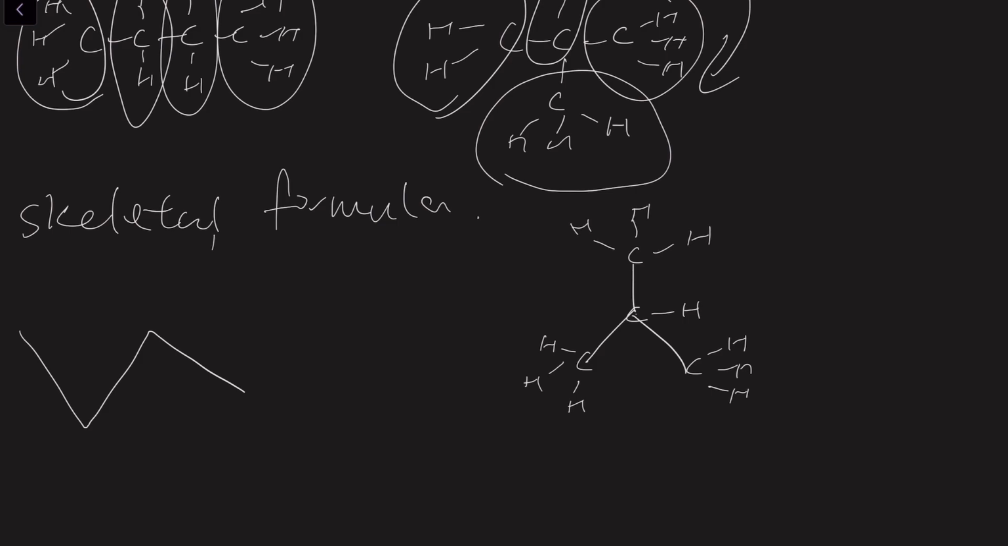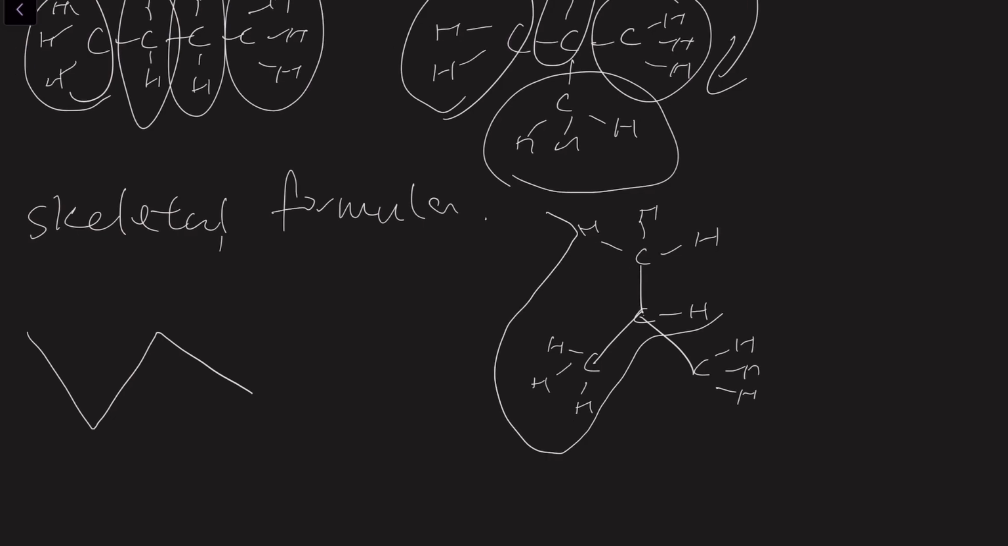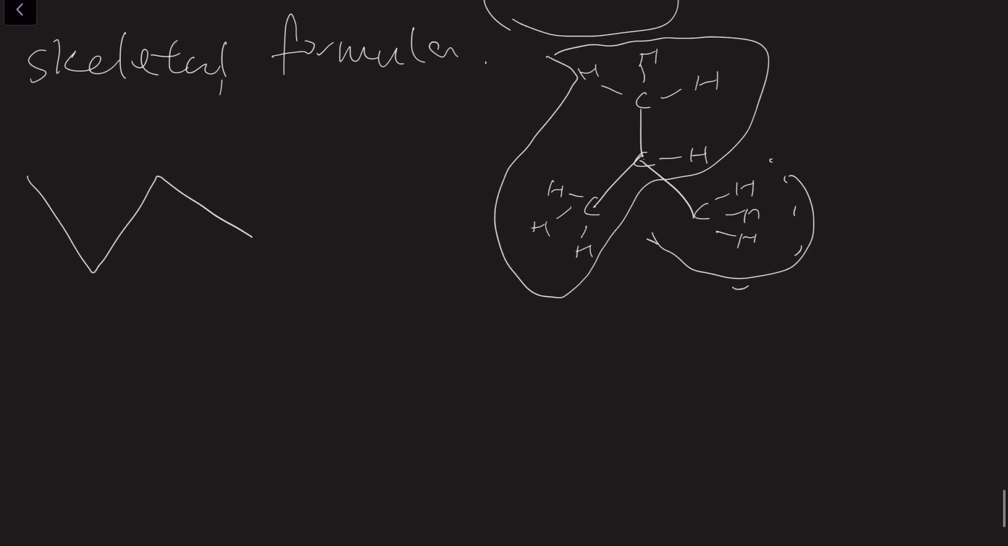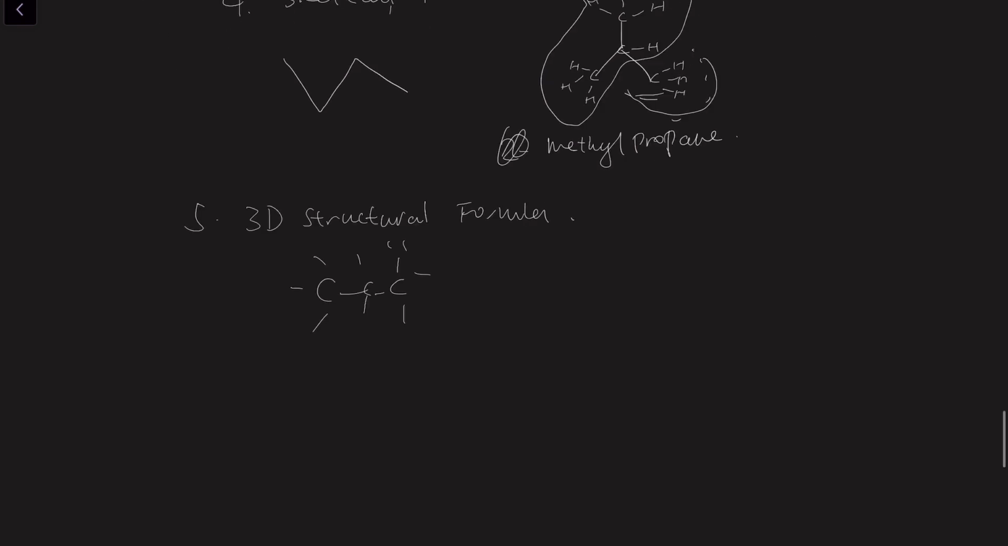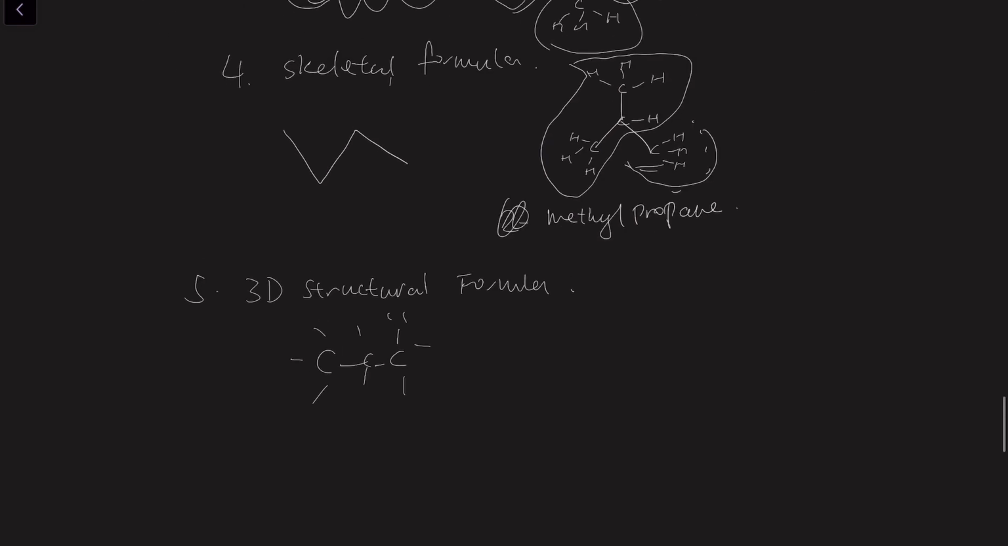So we identify the longest continuous carbon chain. And so this one branches out. So it is methyl because you only have 1 carbon in the branch. Propane. You don't need to add number 2 here because there's really only 1 position for this to go. So that's how you interpret and draw structural or skeletal formula. The last type, the 3D structural formula. So basically the full formula of this compound.